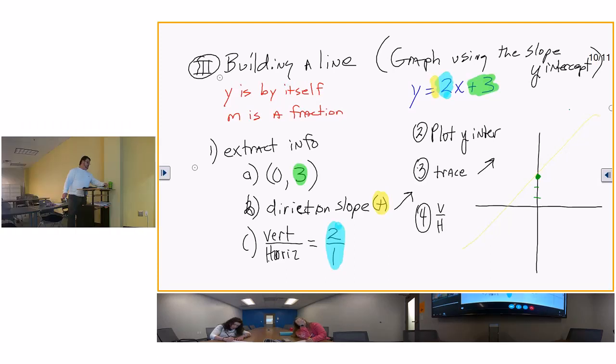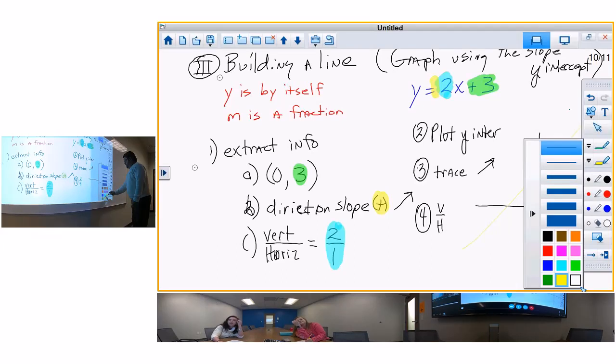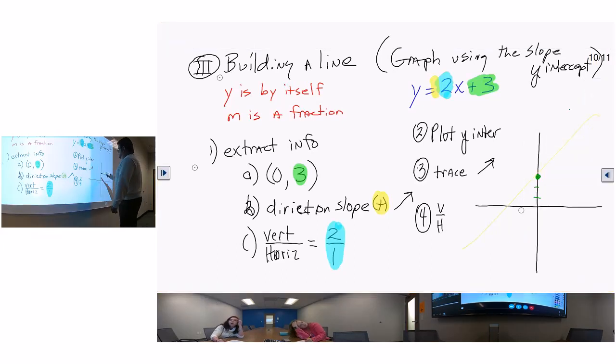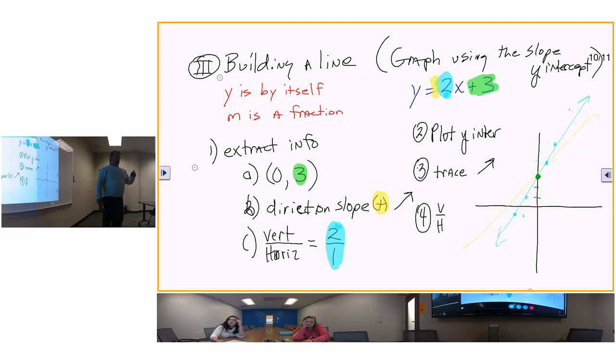What time is it? 1:16. Okay. Let me just do the last part. 2 over 1. So I take my blue marker and I go 2 up, 1 over. 2 up, 1 over. 2 down, 1 over. 2 down, 1 over. And there is my line. We'll do more of those. And y'all come in Wednesday, okay?